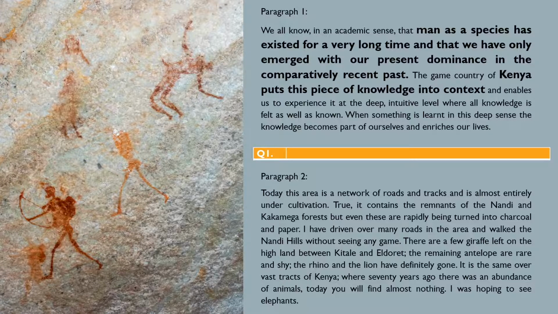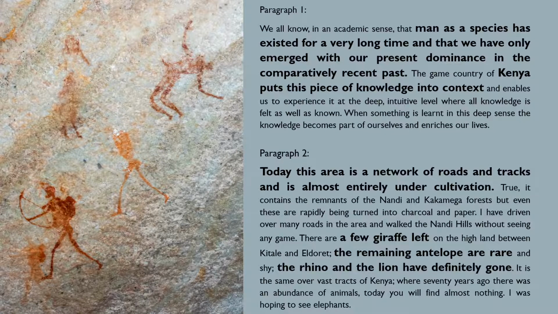Looking at the first paragraph of this text, it introduces one of the key points of the overall text, that for most of history, mankind has lived in a kind of harmony with the rest of the planet, and that it's only relatively recently that we've begun to dominate the natural world. The second paragraph of the main text starts off by talking about how this area is covered in a network of roads. But which area is being referred to? It can't be the whole of Kenya, can it?